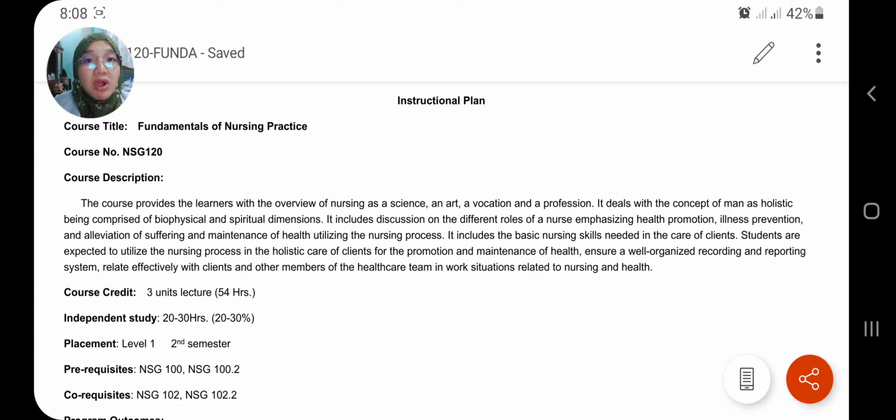So, students are expected to utilize the nursing process, which is yung ating 5 phases. We have the assessment, diagnosis, planning, intervention or implementation, and evaluation in the holistic care of clients for the promotion and maintenance of health, ensure a well-organized recording and reporting system, relate effectively with clients and other members of healthcare team in work situations related to nursing and health.